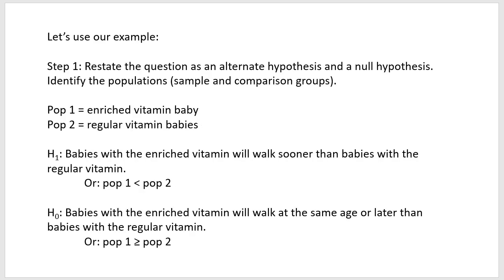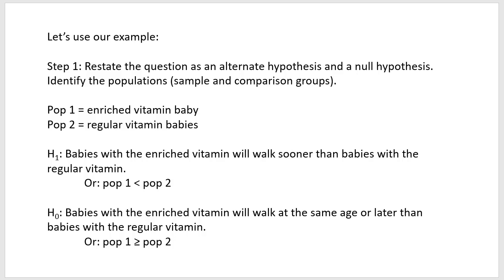So let's continue with our example. Step 1 is to restate the question as an alternate hypothesis and a null hypothesis, and identify the populations. The research question is really, does the baby who takes the enriched vitamin walk at an earlier age than those who take regular vitamins? We have two populations of interest here. And this is another one of those examples where I wish the book would use different terminology. It should really be groups. But that's okay. We can roll with this for now.